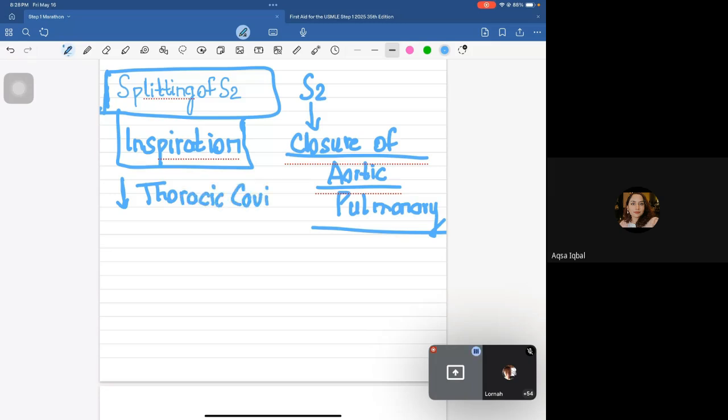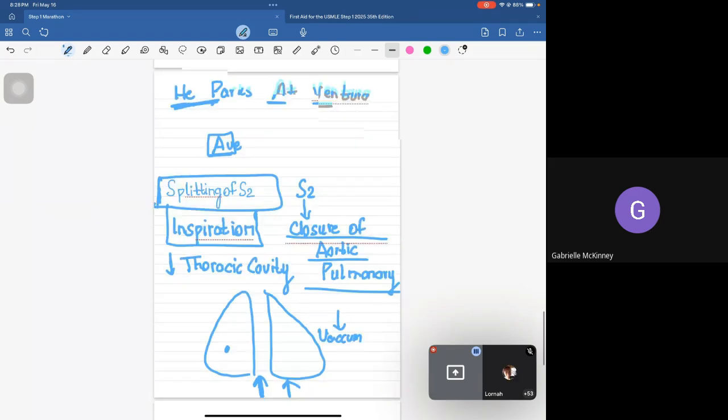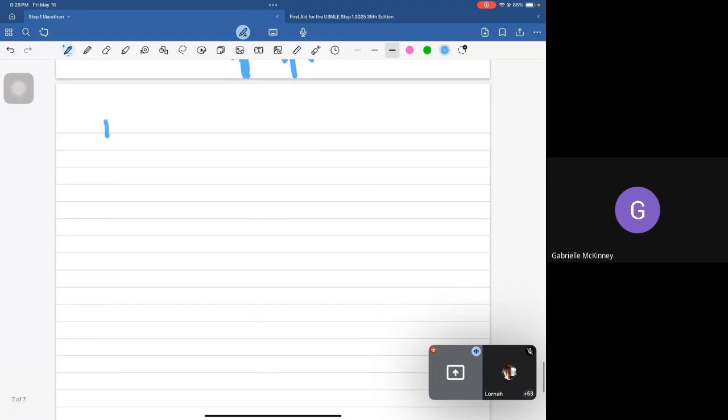So the thoracic cavity pressure would decrease. And what if I tell you that these are the lungs, and if the thoracic cavity pressure is decreasing, will more blood now come to the heart from the lower body or less blood? More, exactly. Since there is a vacuum here too, in order to fill the vacuum, more blood will come to the right side of the heart. So more blood is coming to the right side of the heart.